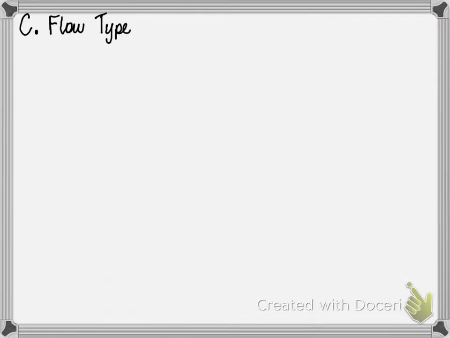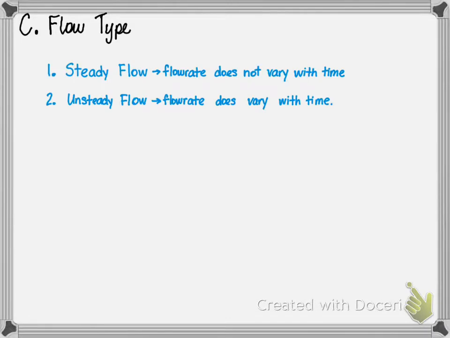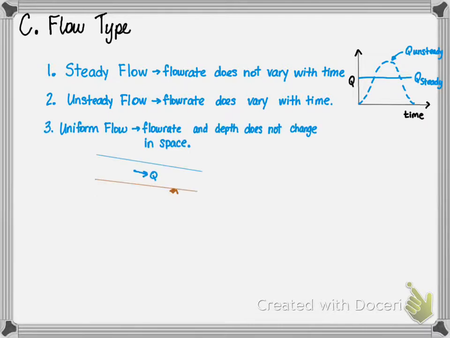The final part of this video is to introduce you to various flows. Steady flow does not vary with time, while unsteady flow varies with time. The graphic shows how steady and unsteady flow differ as they refer to time. Uniform flow is when the flow rate and depth of flow do not change spatially. Uniform flow is steady, and also the slope of the bed, water surface, and friction slope are all parallel. In addition, the cross-sectional area will not change in space.